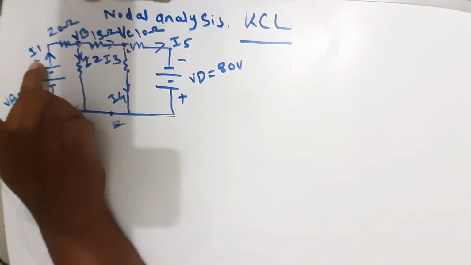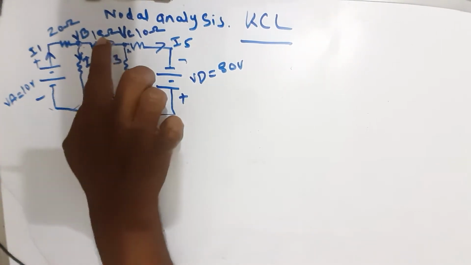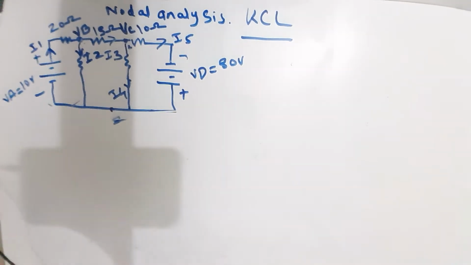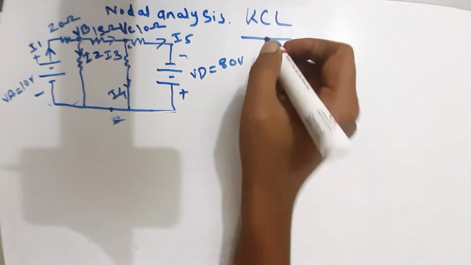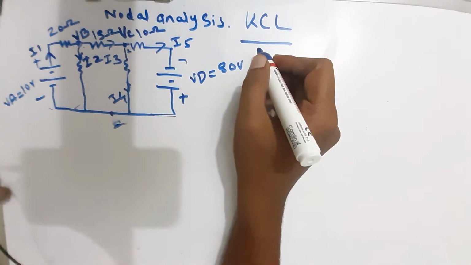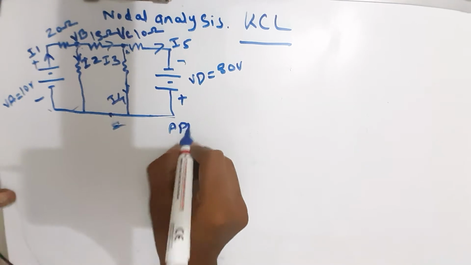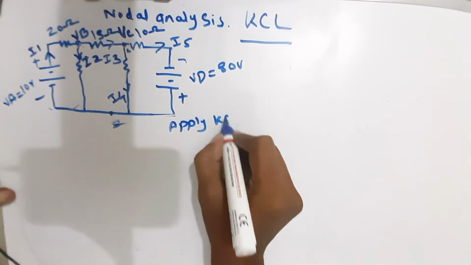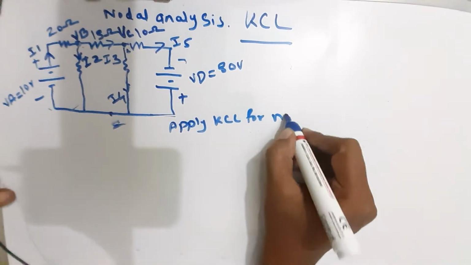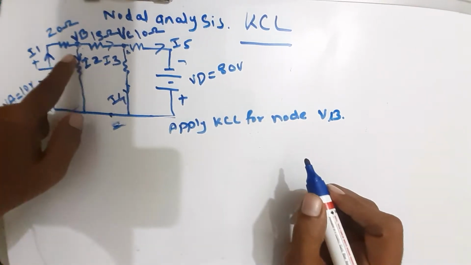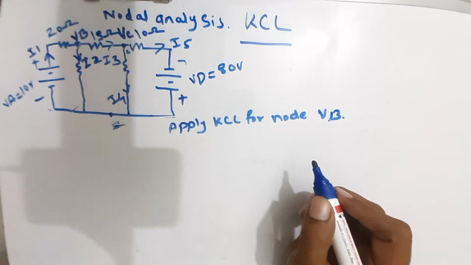I1 is flowing from here, then I2 is there, I3 is there, I4 is there, and I5 is there. After that, we have to apply KCL for each node. How do we apply it? Just check here. Apply KCL for node VB. Two nodes are there, so there will be two equations.